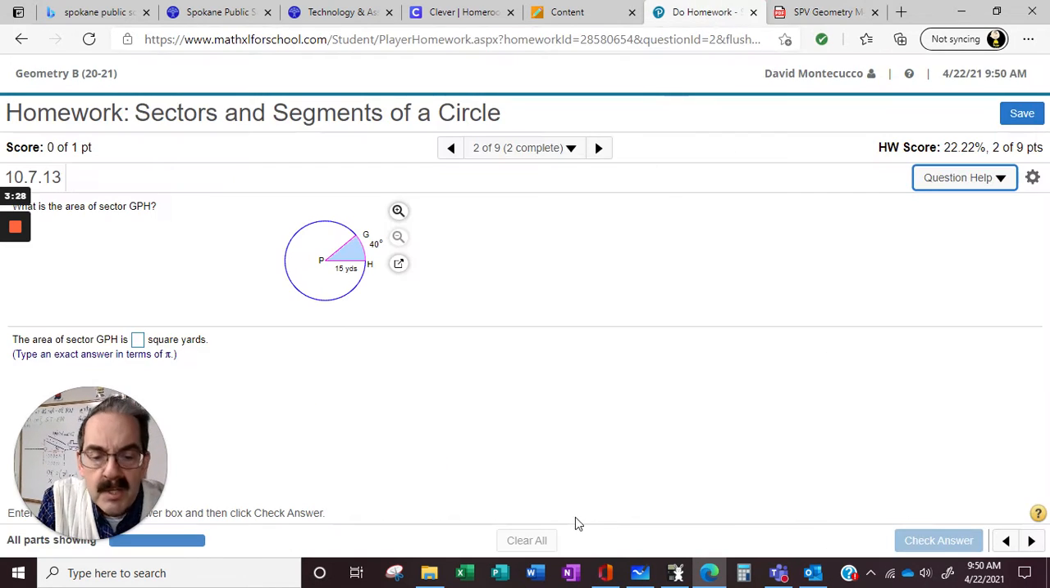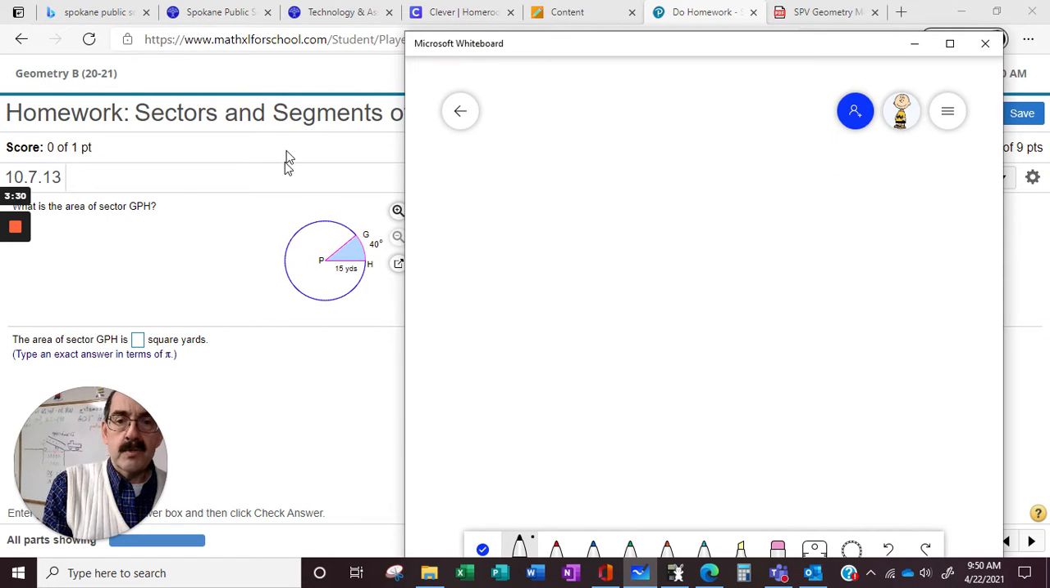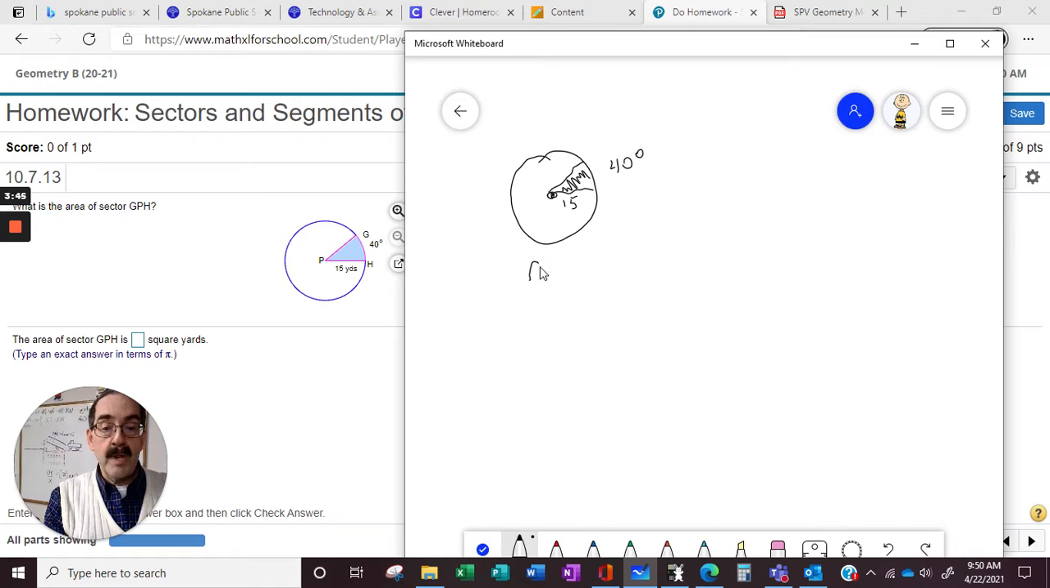So in this particular problem, we have a circle. We have a piece of the pie, and it's 40 degrees, and the radius is 15. Well, as soon as you saw the word area, we know that the area of a circle is pi r squared. So the whole area is 15 times 15 times pi, which, let's just leave it 225 pi.